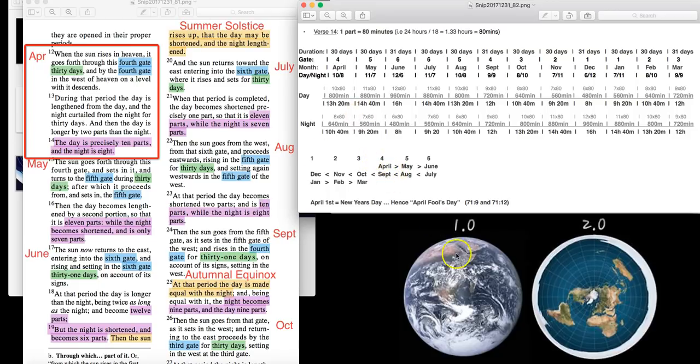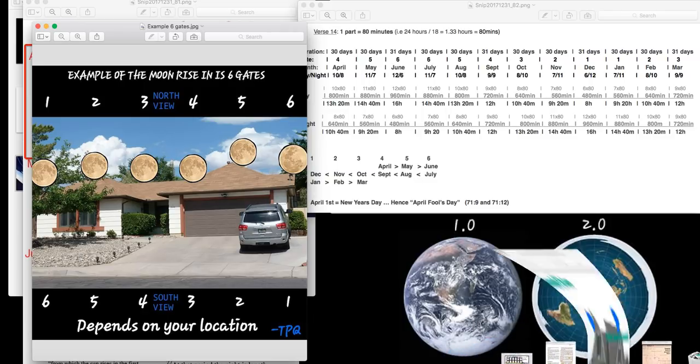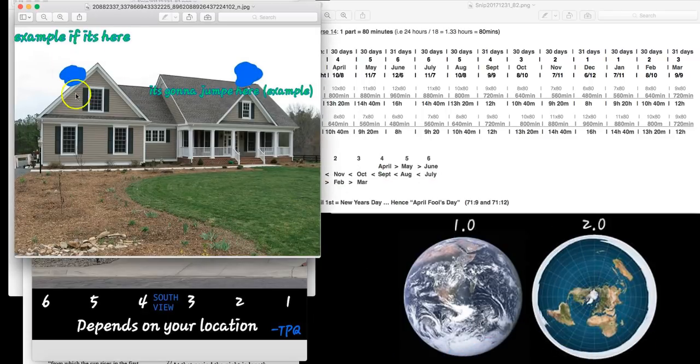So this is what the gates actually look like when you observe it in the sky. This would be gate 1, rising in this place, gate 2, gate 3, gate 4, gate 5, gate 6, rising and moving towards you basically on the screen. Just to give you another example here, if it's over here on one night, gate 3 for example, the next night it would jump over to gate 6.